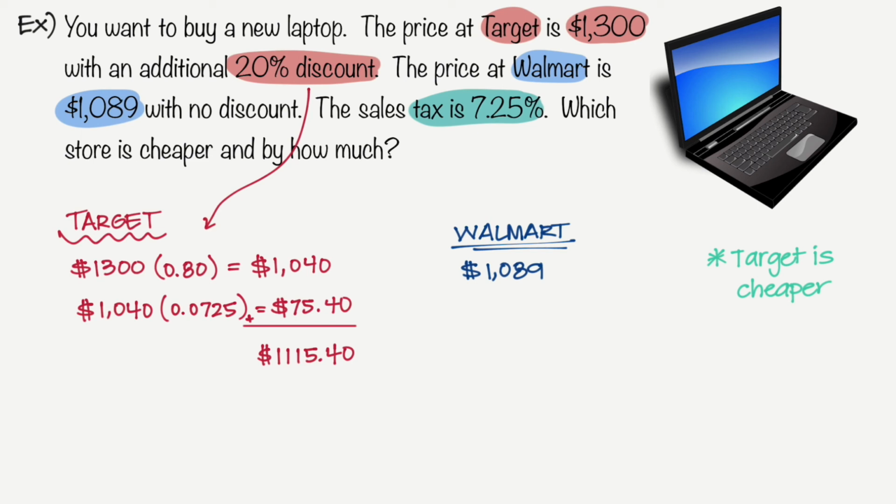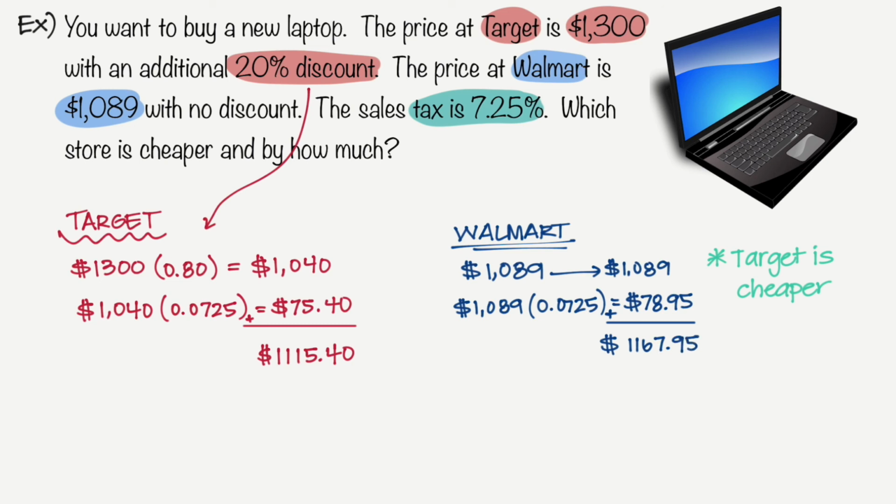Now let's do the same for Walmart. Let's go ahead and multiply the price of the laptop at Walmart by the tax rate. So I'm going to multiply $1,089 times 0.0725. And that's going to give me about $78.95. So let's go ahead and add the price of Walmart plus the tax that Walmart would charge. And that would give me a grand total of $1,167.95.